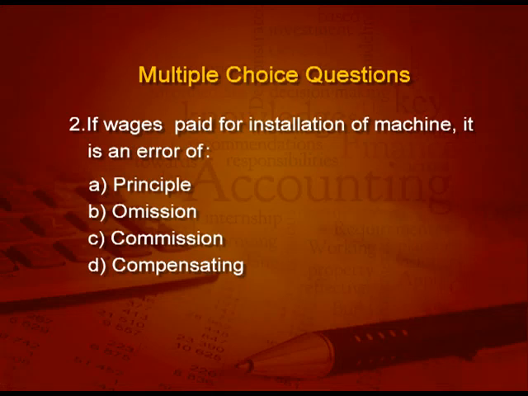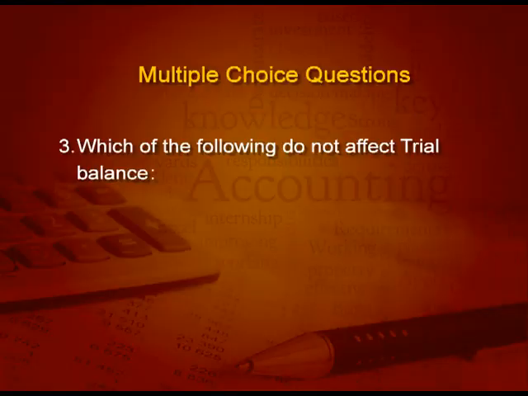Next one, if wages are paid for installation of machinery and you recorded it as wages, which kind of error is it? Yes, it is a principal error, because wages paid for a machine should be added to the machine, not treated as revenue expense wages. Next question, which of the following do not affect the trial balance?